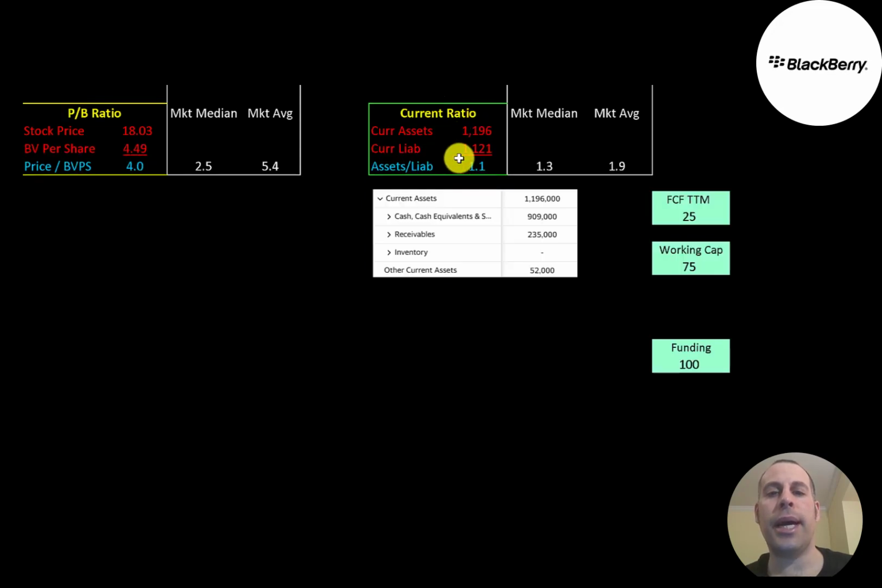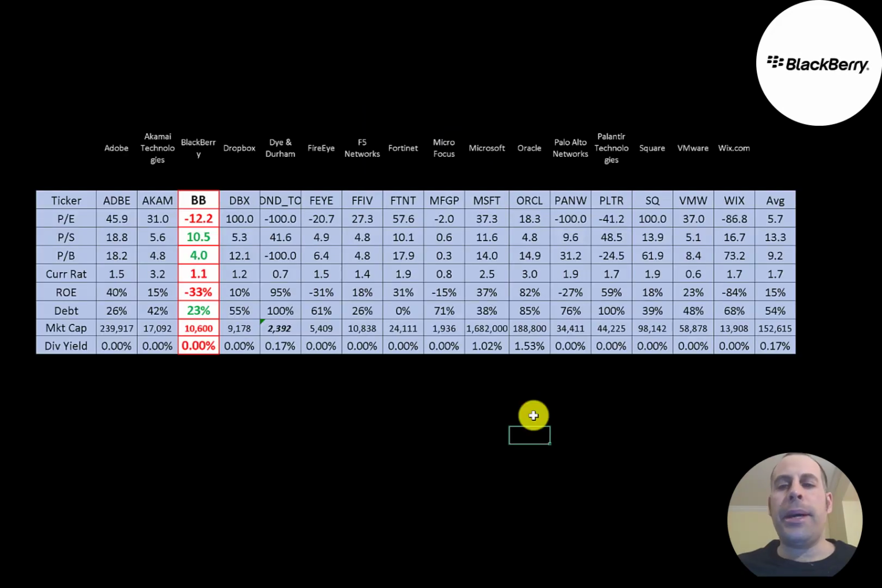Current ratio is current assets over current liabilities. They're at 1.1, so they can cover their current liabilities with their current assets. Their current assets are $900 million of cash, $235 million of receivables. So it looks like the company may have enough funding to get through the next 12 months without taking on any more debt, because they did have positive $25 million of free cash flow, and they have $75 million of working capital.